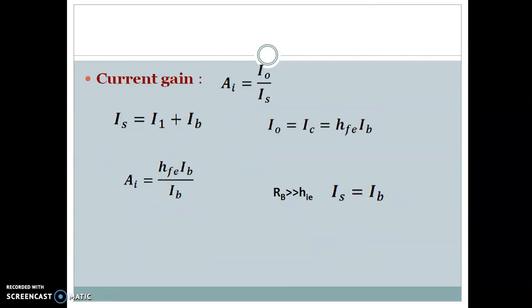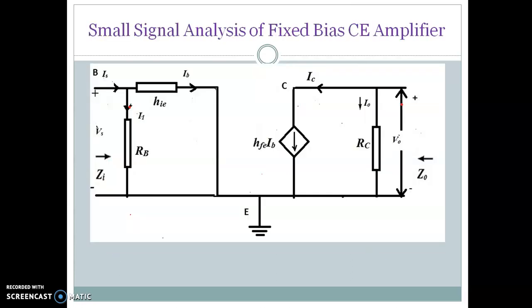Next, current gain. A is equal to I0 by IS. What is I0? It is nothing but your IC, which is equal to HFE IB.